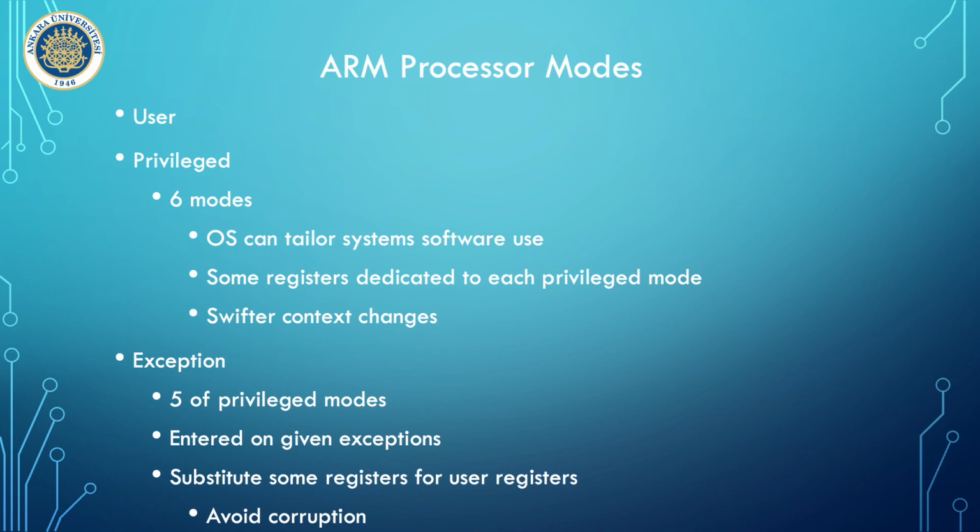ARM supports a user mode and several privileged modes that are used by the operating system for different types of exceptions and system tasks. These are six privileged modes, including supervisor, abort, undefined, IRQ, and FIQ modes. Each mode can have its own banked registers for critical values like the stack pointer and link register.